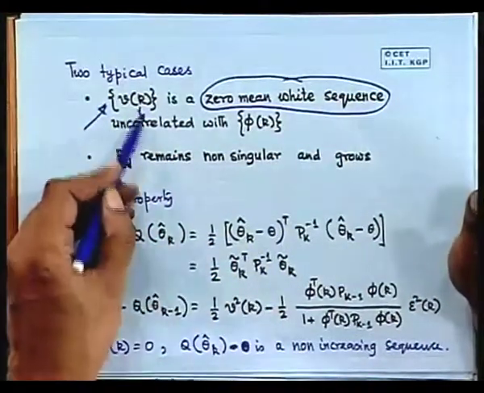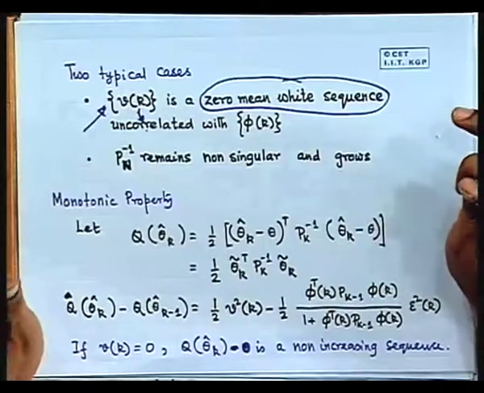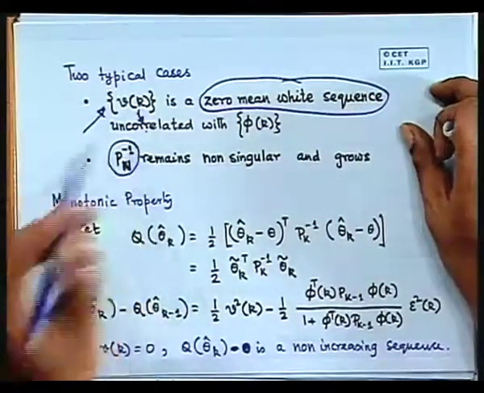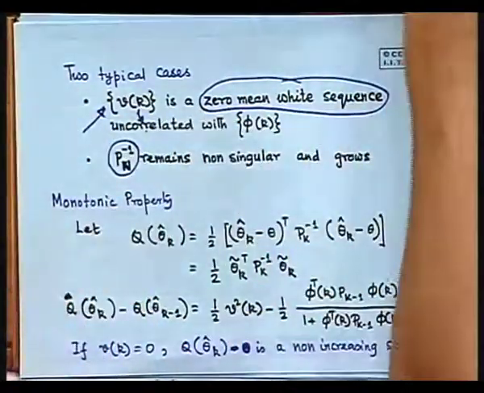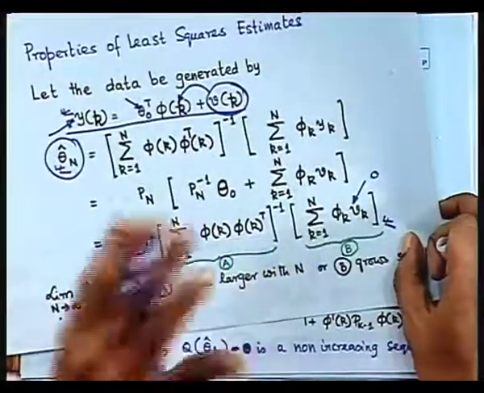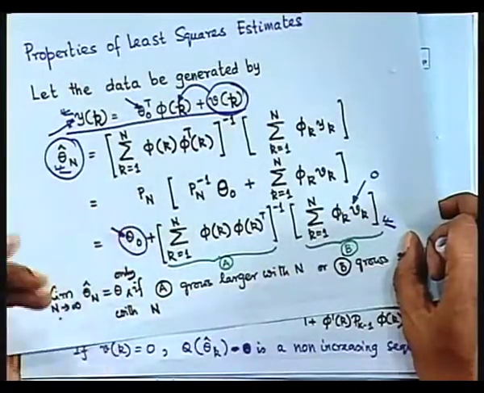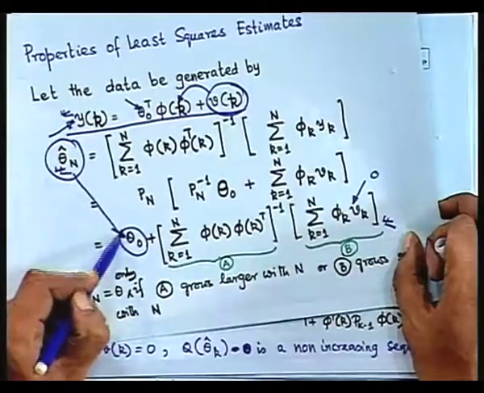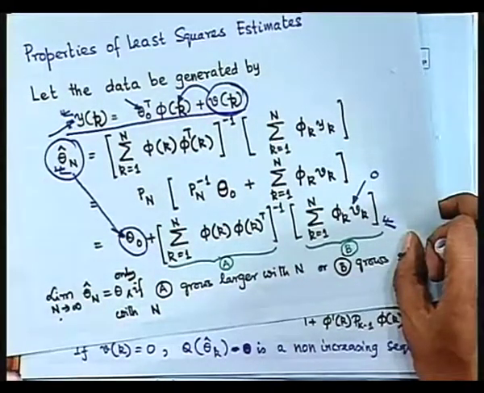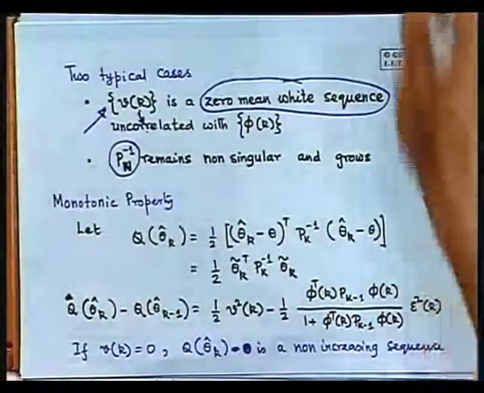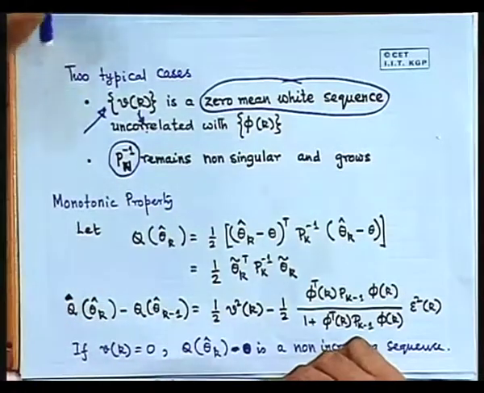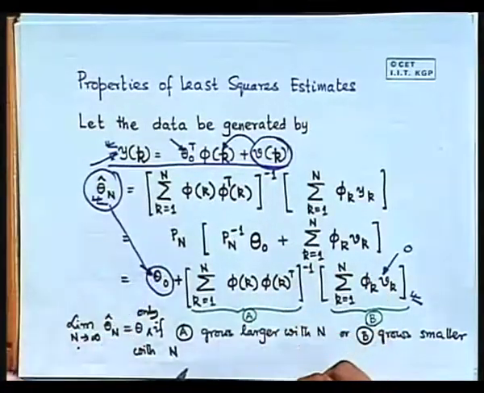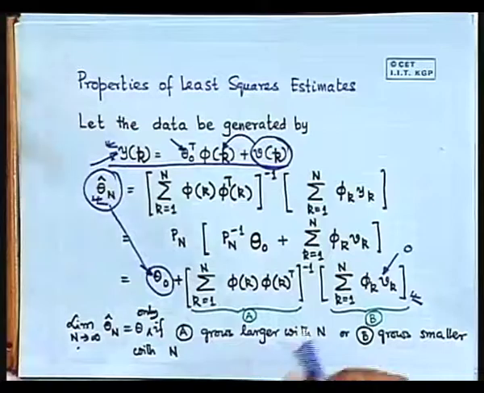Right now we only say that vk has to be uncorrelated with phi k, and this Pn inverse must remain non-singular and must grow in size. If it grows in size, then this term will be smaller and smaller, and my estimate will come closer and closer to this true system estimate, right. So now there are several nice properties. These kind of results are called asymptotic, in the sense that we can only show that eventually as n tends to infinity this is going to happen.